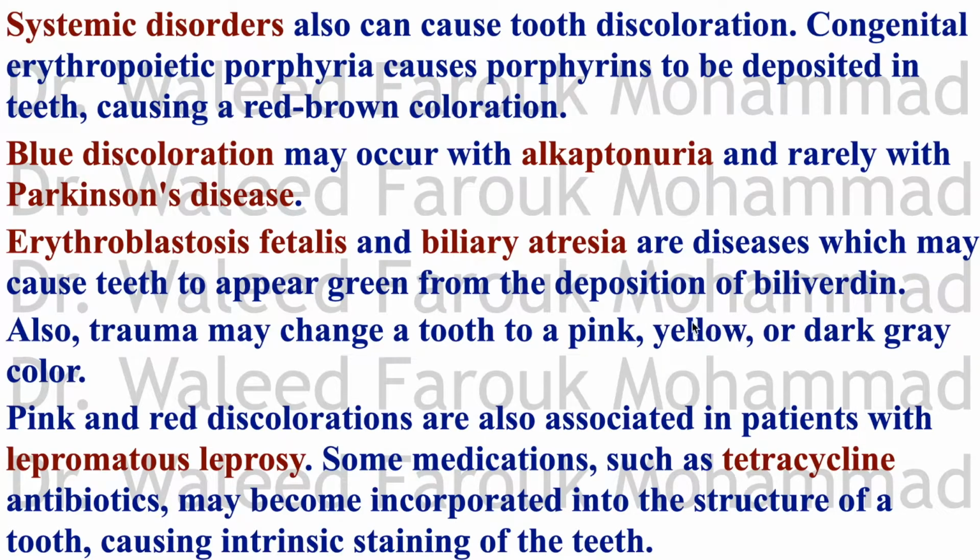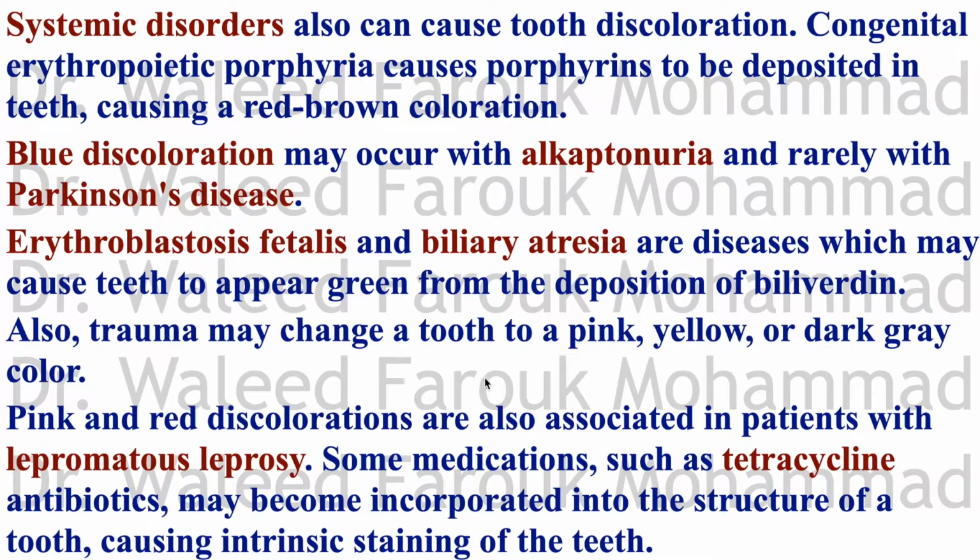Also, systemic disorders can cause tooth discoloration. Congenital erythropoietic porphyria, for example, causes porphyrins to be deposited in the teeth, causing red-brown coloration. Blue discoloration occurs with alkaptonuria and rarely with Parkinson's disease. Erythroblastosis fetalis and biliary atresia may cause the teeth to appear green from the deposition of biliverdin.